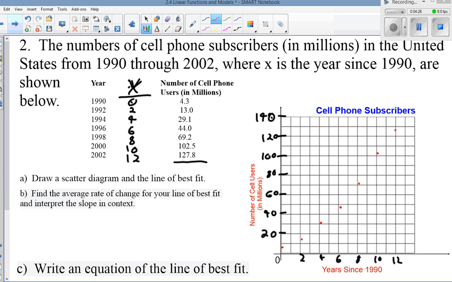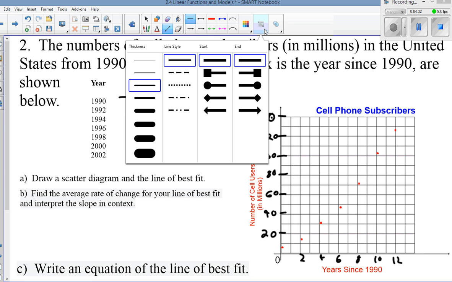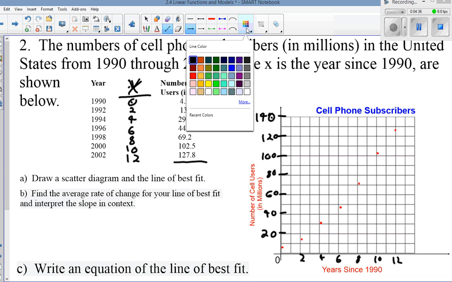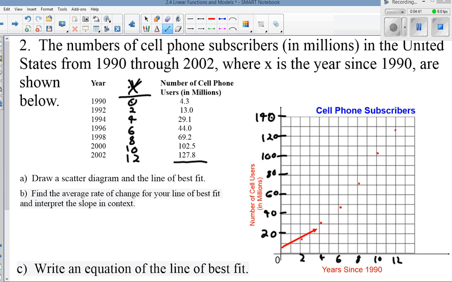To draw my line of best fit, I'm just going to estimate here. I'm going to get my line tool and draw it out, and I'll use red here. I know my y-intercept, and I'm going to try to have the line as close as possible to the other points. So if I bring it to right about there.